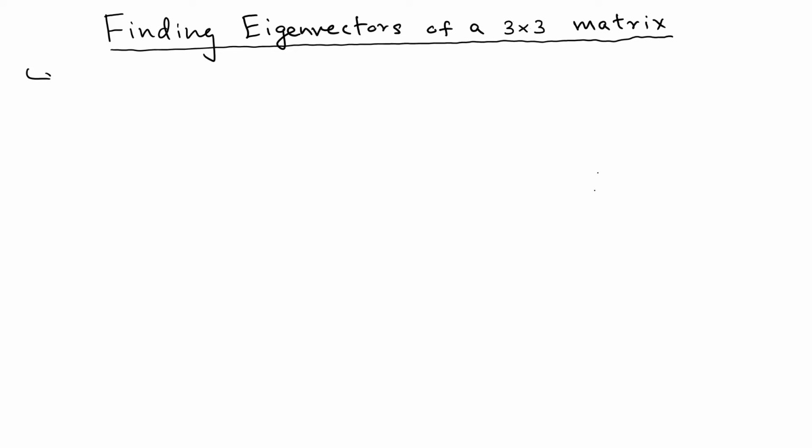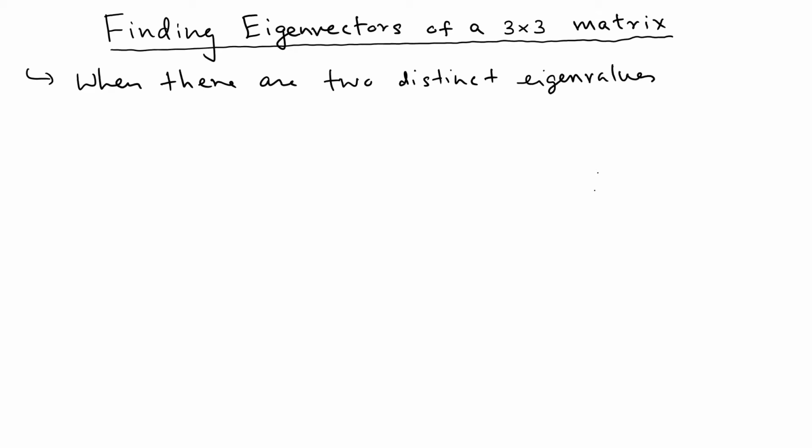So when there are two distinct eigenvalues, that's very important. This method works for two eigenvalues. These kinds of matrices are what we call having spectrum 2. We normally use a small sigma for that, so sigma of the matrix equals 2.